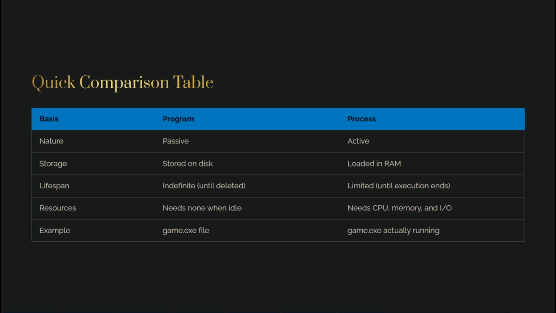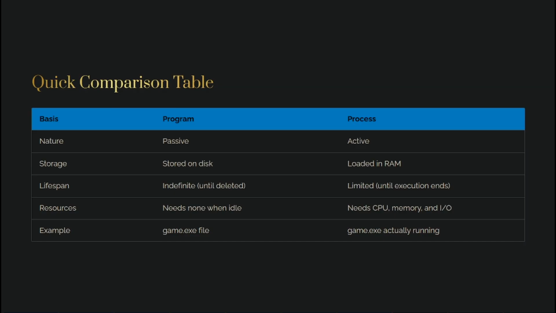Quick comparison. Let's put this into one simple table for revision. Nature: a program is passive, a process is active. Storage: a program stays on disk, a process is loaded in RAM. Lifespan: a program stays forever until deleted, a process only lasts until it finishes running.